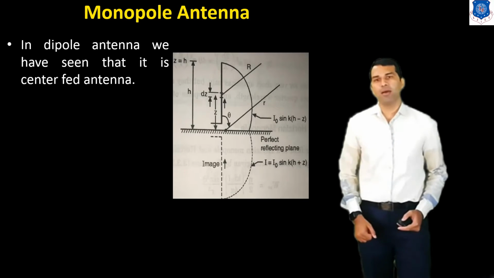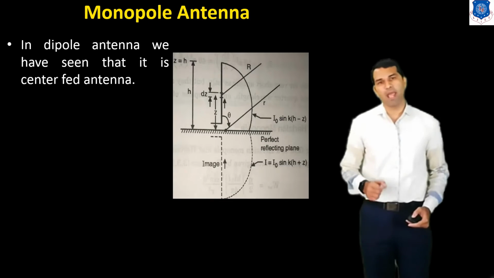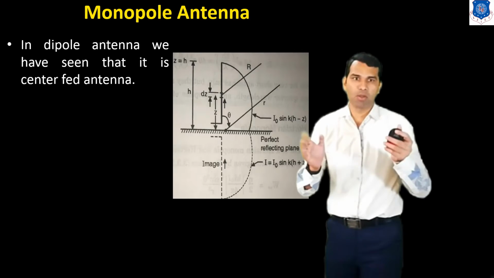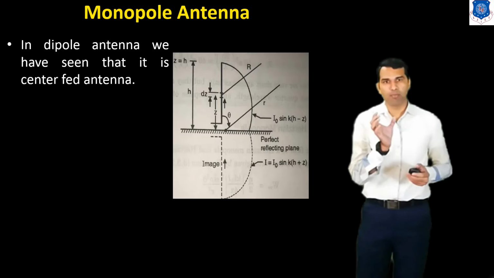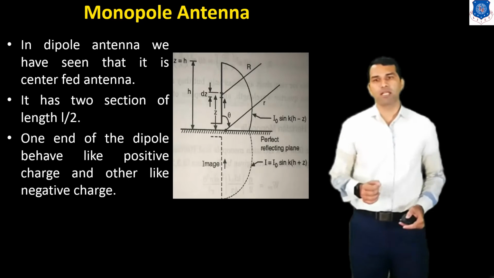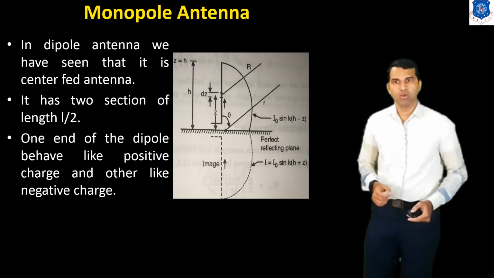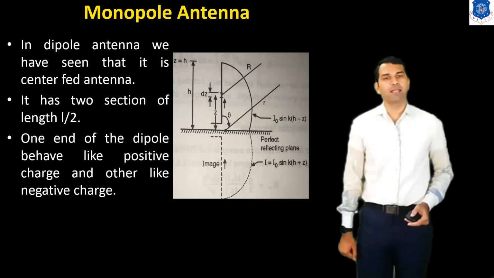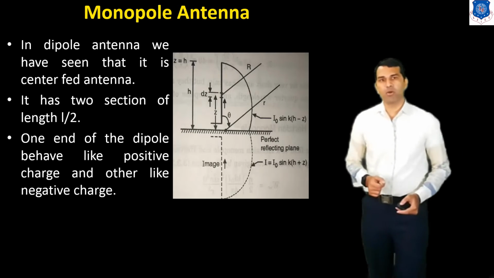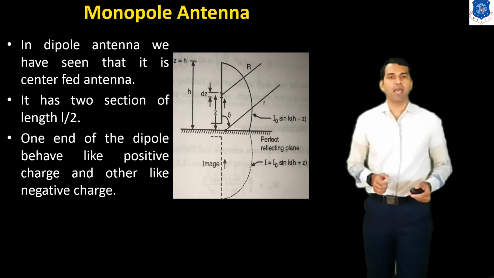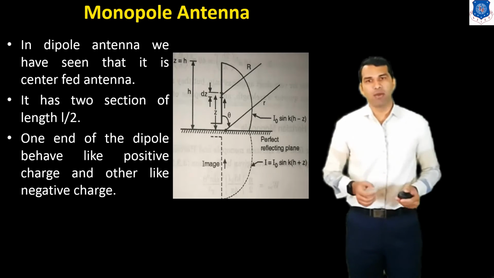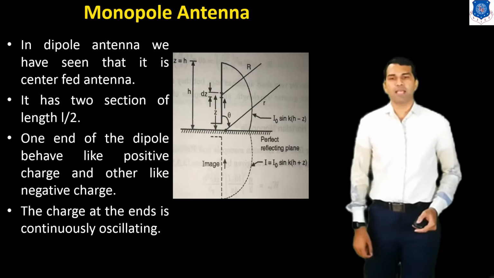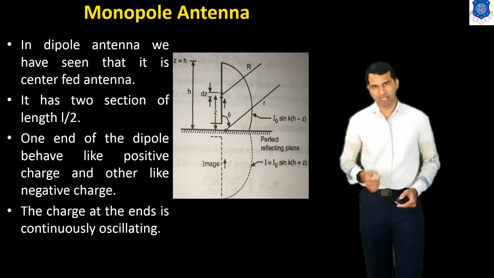In a dipole antenna, we have seen that it is a center-fed antenna. That means we give the supply of the voltage in the center of the dipole antenna. It has two sections of length L by 2. One end of the dipole behaves like a positive charge and the other like a negative charge. In the oscillating dipole, we discussed this. A dipole antenna has two poles, one behaving like a positive charge and the other like a negative charge. The charge at the end is continuously oscillating.